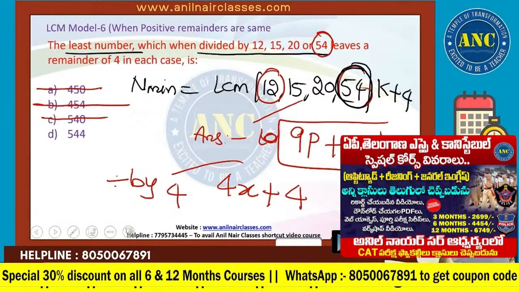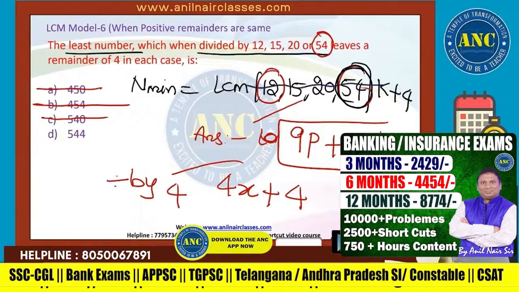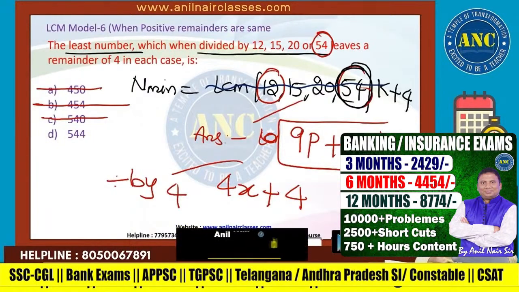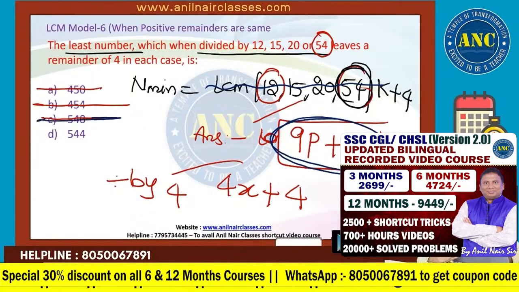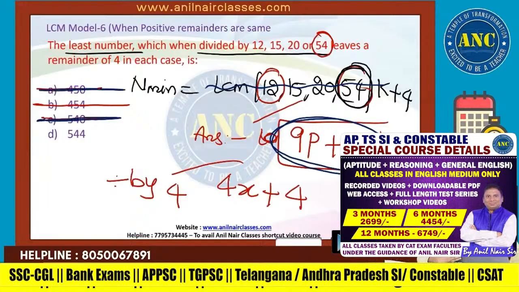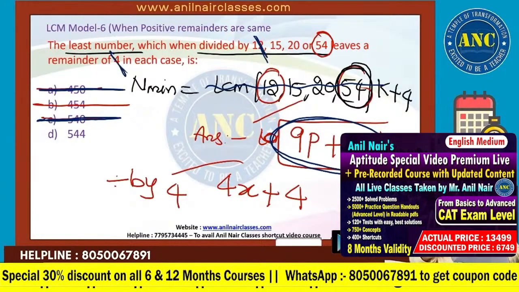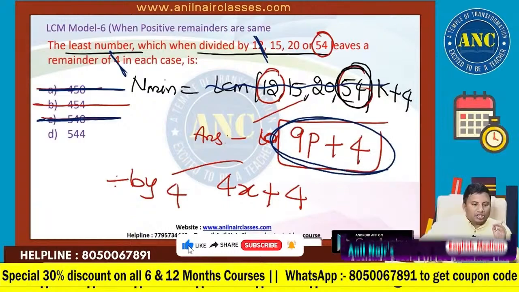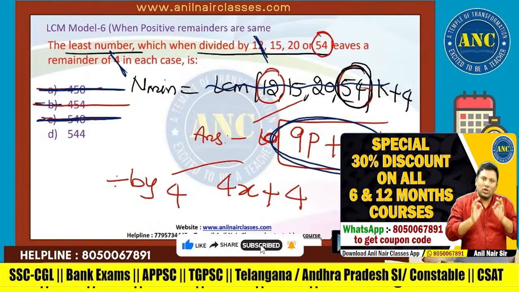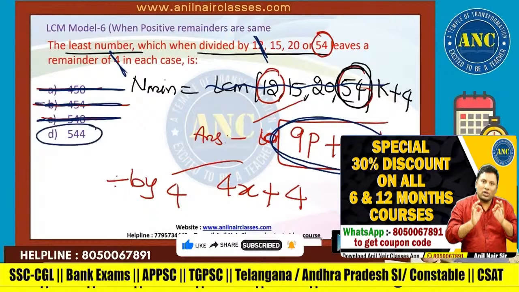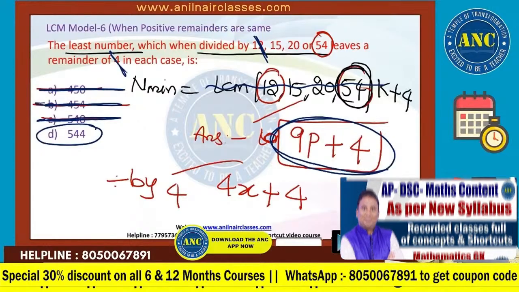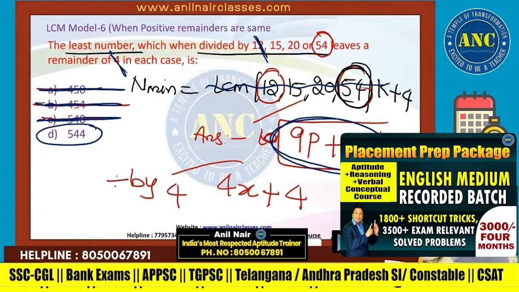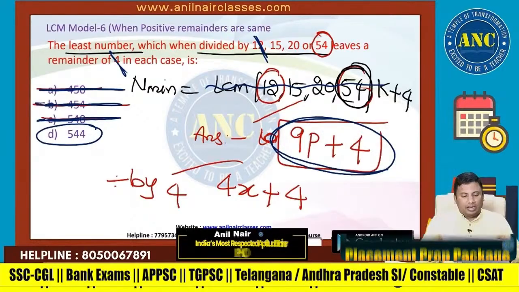This entire number's digital sum is 9, so it is 9 into something plus 4. 540 is divisible by 9. 12 is divisible by 4, so the answer should be divisible by 4. 454 is not divisible by 4. The answer is 544. Please don't show your mathematical genius by calculating the LCM of 12, 15, 20 and 54.